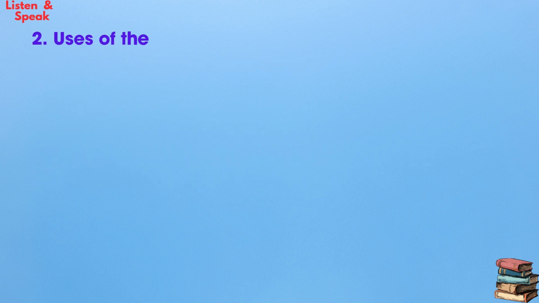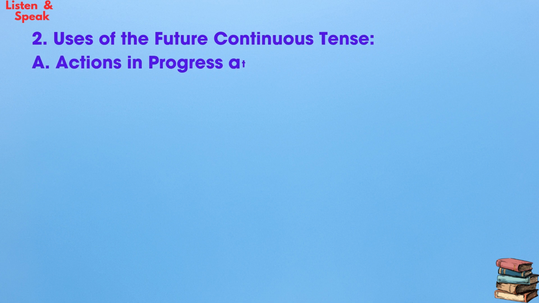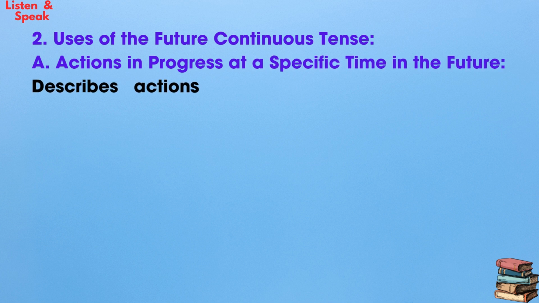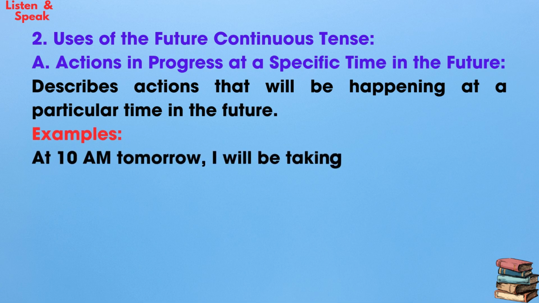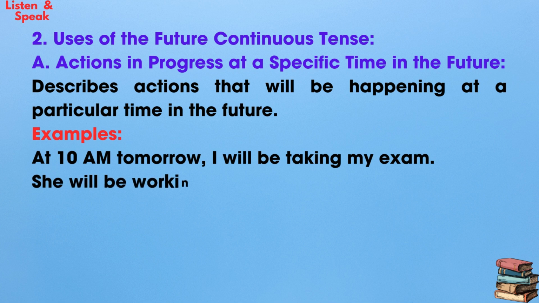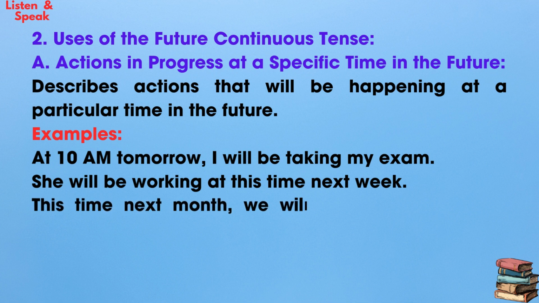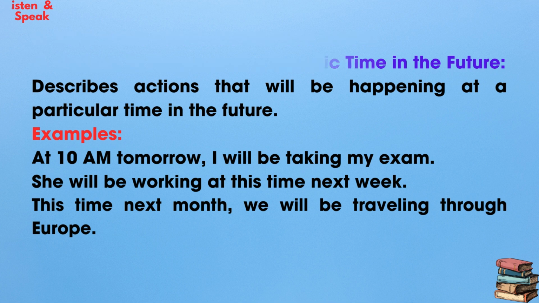2. Uses of the future continuous tense. A. Actions in progress at a specific time in the future. Describes actions that will be happening at a particular time in the future. Examples: At 10 a.m. tomorrow, I will be taking my exam. She will be working at this time next week. This time next month, we will be traveling through Europe.